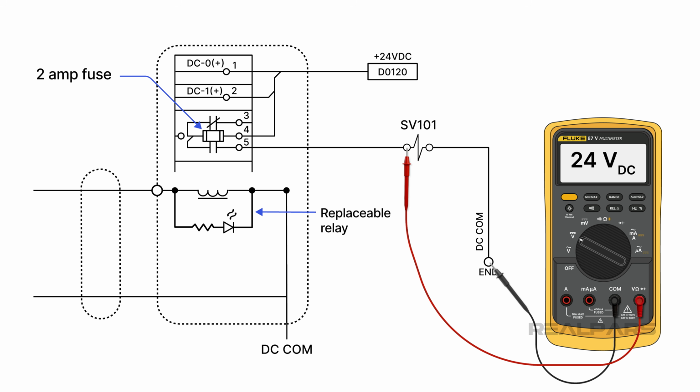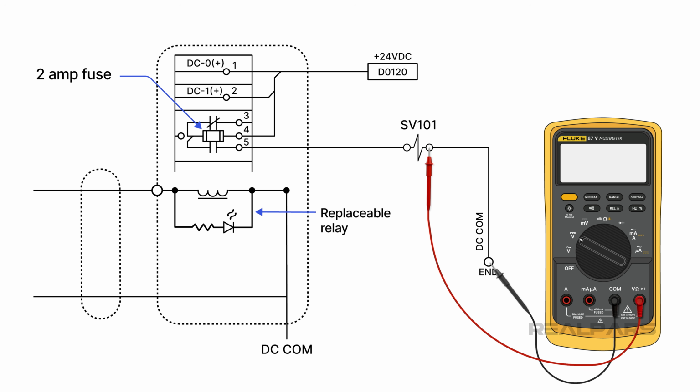If we measure 24 volts, a second measurement will tell us whether SV101 is open or if we have a broken connection to the DC common. A voltage measurement on the DC common side of SV101 will indicate whether there is a broken connection between the solenoid and the DC common. A 0-volt reading indicates an open SV101. If we measure 24 volts, we have an open circuit between SV101 and DC common.